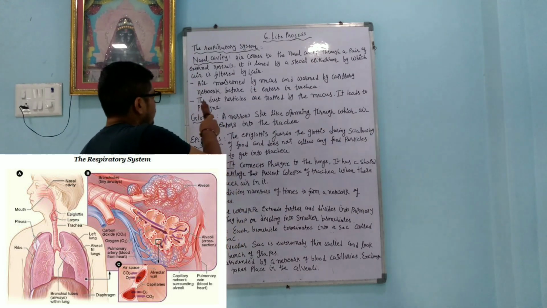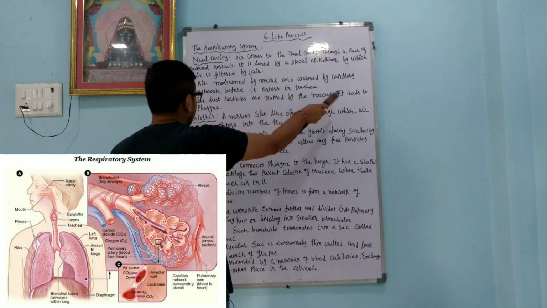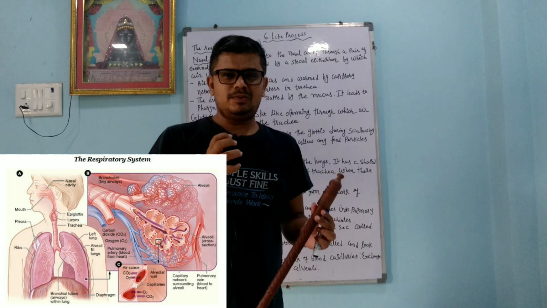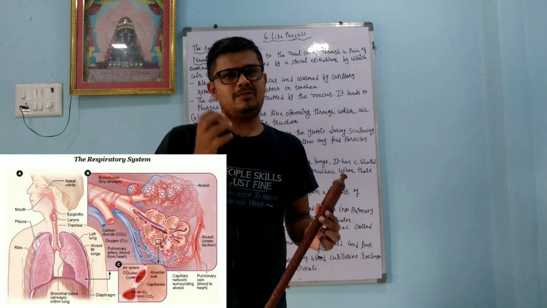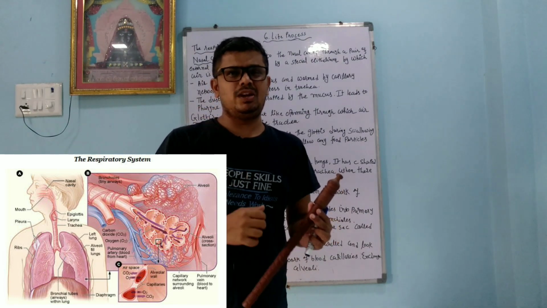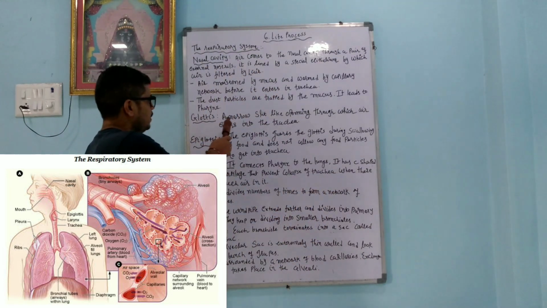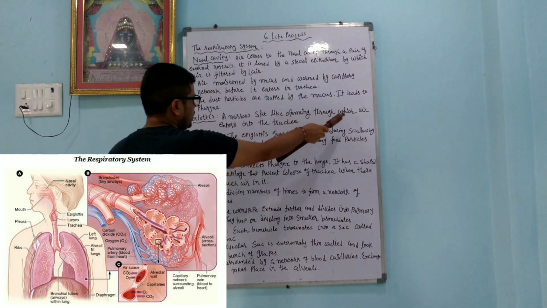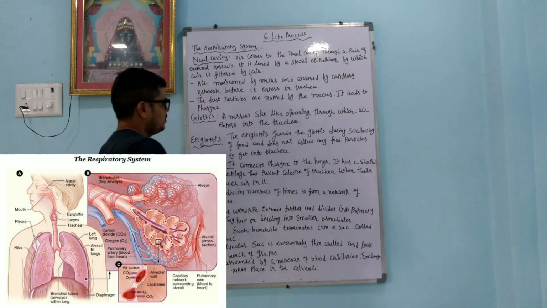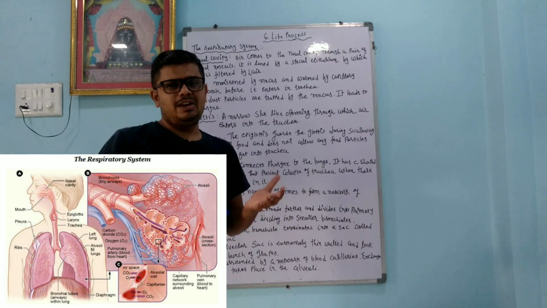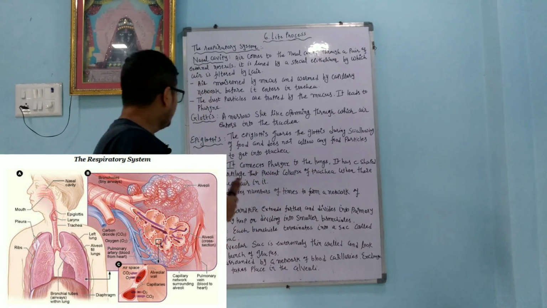The dust particles are trapped by the mucus, and it leads to the pharynx. So after the air is filtered, air goes inside the pharynx. Glottis is a narrow slit-like opening through which air enters into the trachea. It is a very narrow slit-like opening. By that way, the air enters into the trachea.